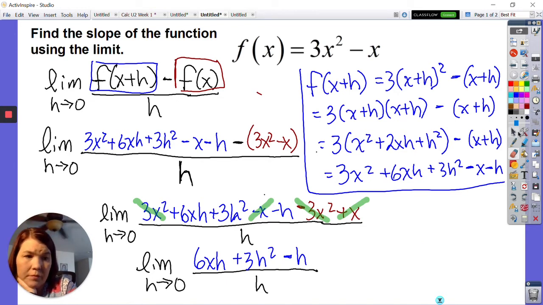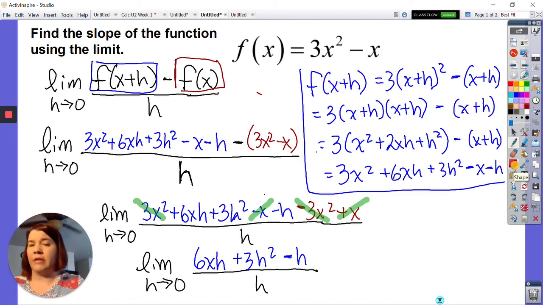Now, this is pretty straightforward. Everything looks pretty normal. We cannot, at this point, or at any point so far, have just plugged in h. If we had, we would have gotten 0 over 0. It would have been a catastrophe. So now, if we plug in 0, we'll still get 0 over 0, so it's not helpful.